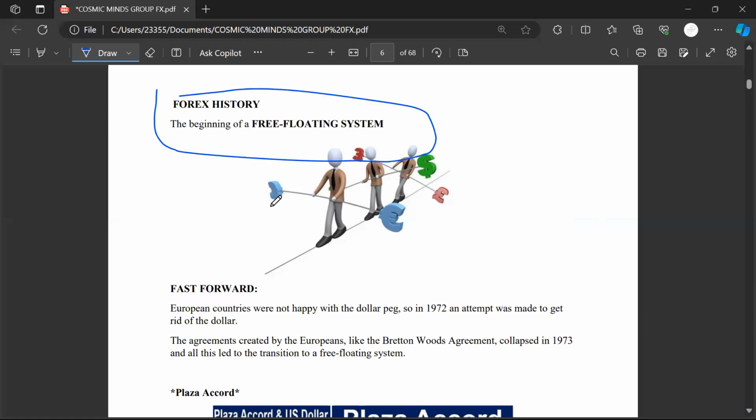Now let's look at the history of forex, right? That is the beginning of the free floating system, a system whereby no one has absolute control over it. A decentralized one, which we call technically OTC, over the counter, where nobody is actually in charge, no country is in charge of that. So the forex is independent on its own, right? We will have a look at that.